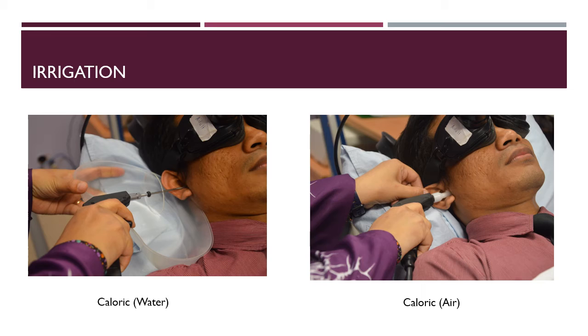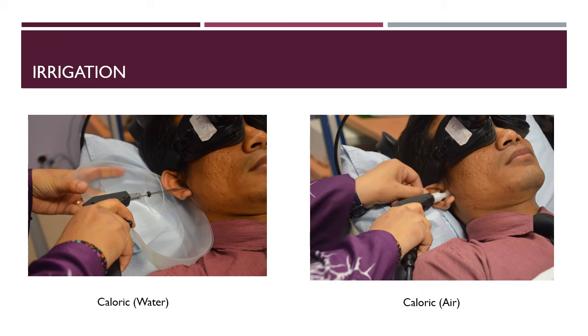Then water or air is introduced into the ear canal on one side, either warm or cold. It will stop after 30 seconds for water and 60 seconds for air. Then the nystagmus is observed while the subject is distracted. Usually we use mental tasking such as naming animals or counting backwards. This helps overcome the central suppression of nystagmus and helps to identify peripheral type nystagmus.